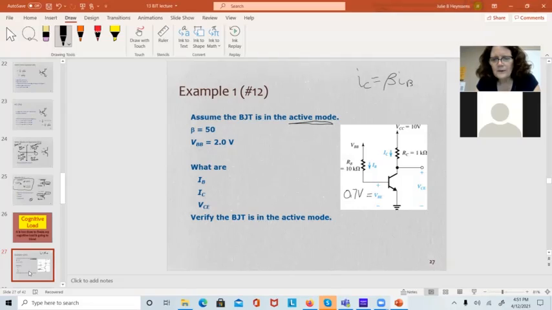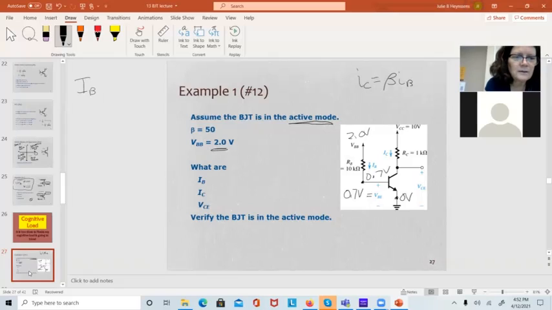So what do we know here? Okay, so we know the emitter's at 0 volts because it's tied to ground. The base is 0.7 of a volt higher than the emitter because VBE is 0.7. So this voltage here must be 0.7 volts. And we were given VBB was 2 volts. So now we have the voltage on both sides of the resistor. We know the resistance value. We can calculate the current.